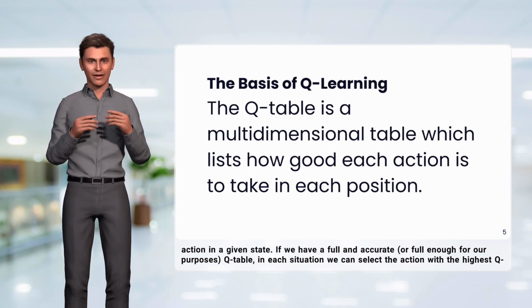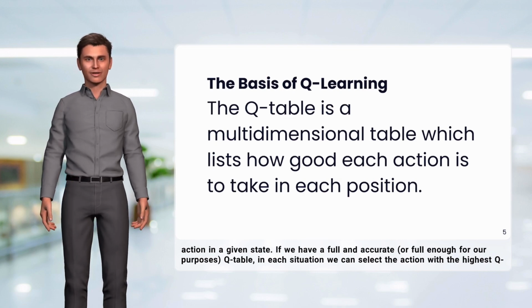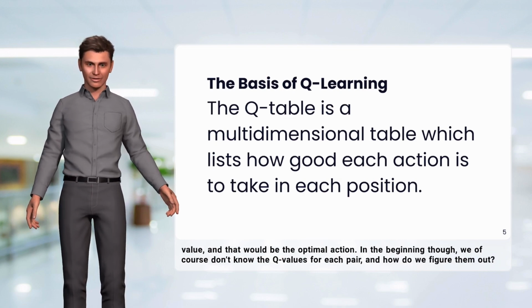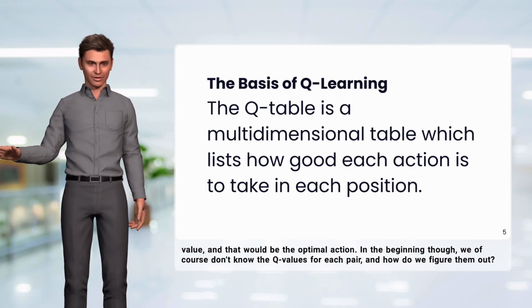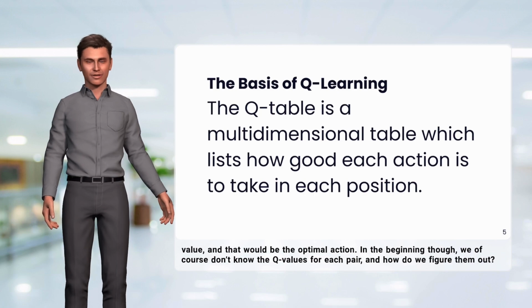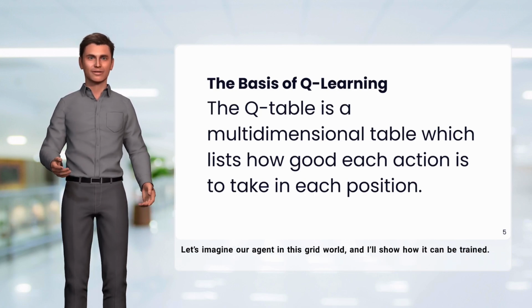If we have a full and accurate, or full enough for our purposes, Q-table, in each situation we can select the action with the highest Q-value, and that would be the optimal action. In the beginning though, we of course don't know the Q-values for each pair, and how do we figure them out? Let's imagine our agent in this grid world, and I'll show how it can be trained.